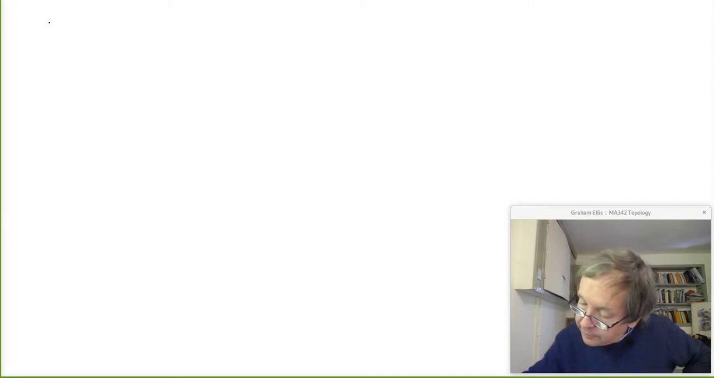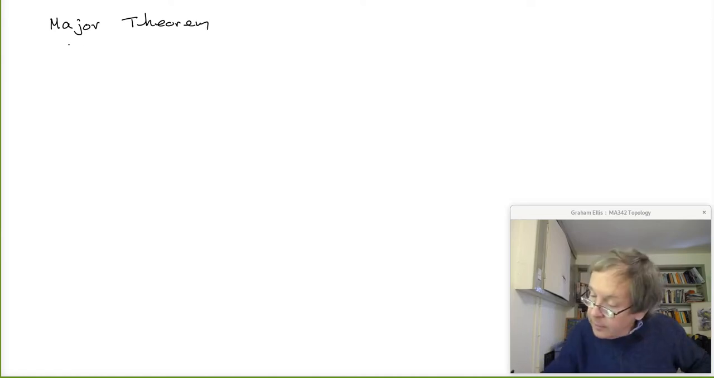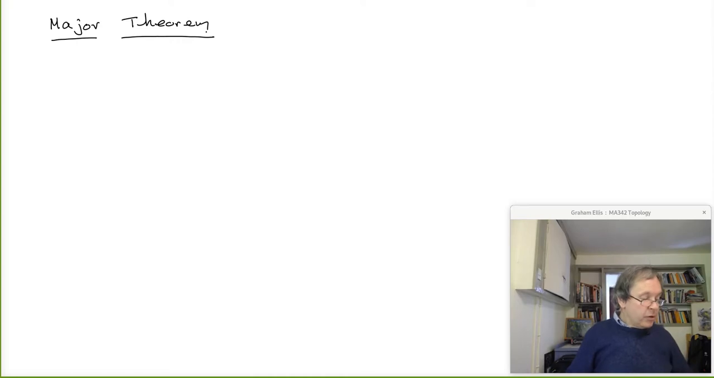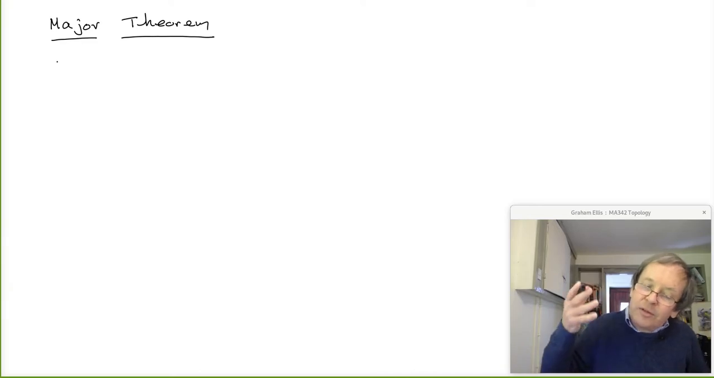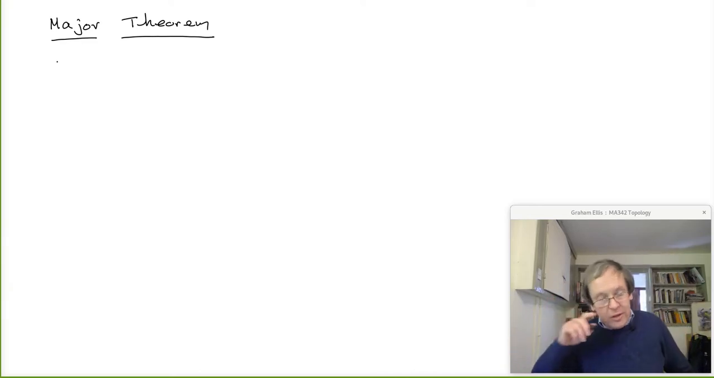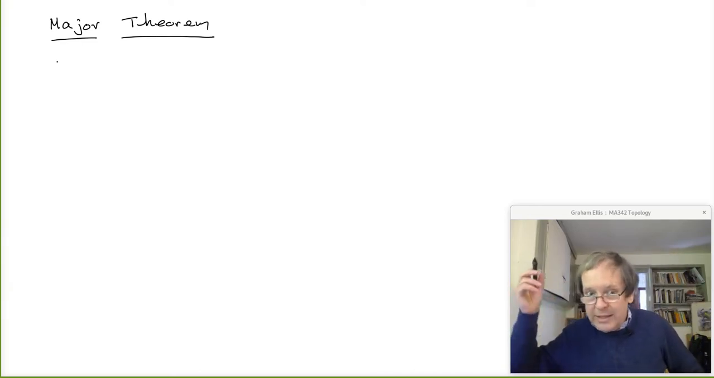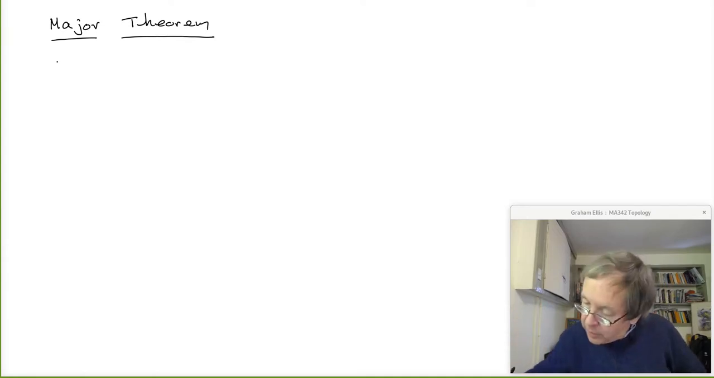Major theorem is this. Let X, Y be spaces with triangulations. Now, it's a major theorem, so even the statement is quite sophisticated. So if in 20 years' time you know what all these words mean, I'd be really delighted. So let X, Y be spaces with triangulations.